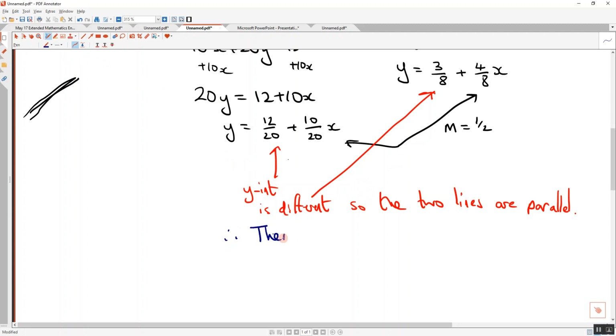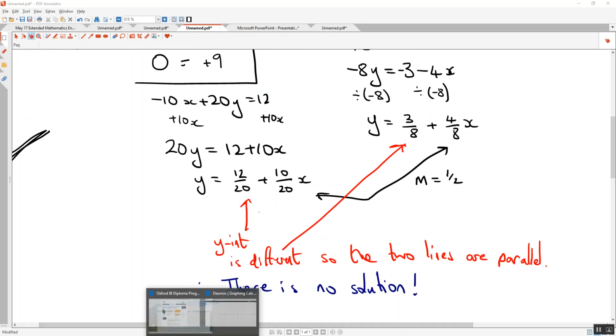So therefore, there is no solution. Okay? And that's a valid answer. You can write down there is no solution to this, because the two lines are parallel.